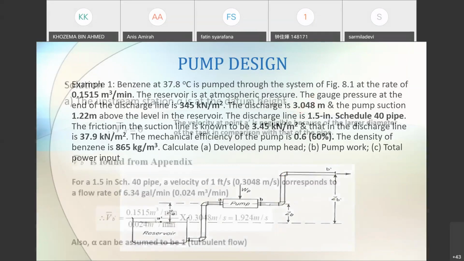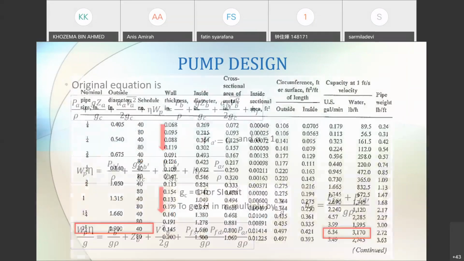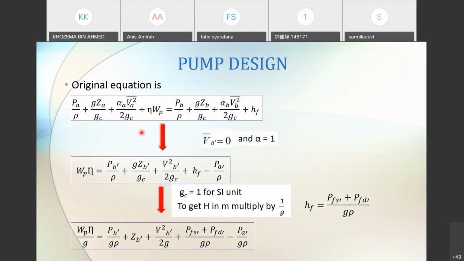Okay, so that is why I have simplified our calculation so that we don't have a lot of things to calculate. From here again, I've rearranged the equation. So now we have PB prime over rho plus GZB over GC, VB squared, B prime over 2GC plus HF minus PA over rho. So because two terms here are eliminated.